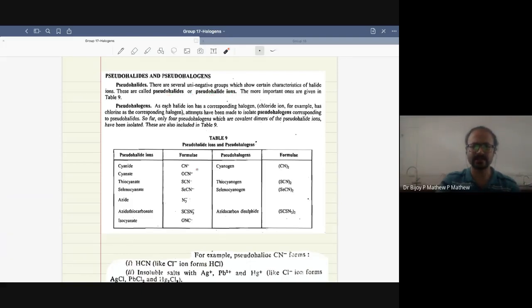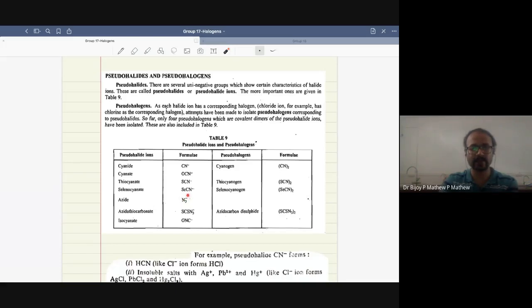Some of the anions are given here. Pseudo halides: we have cyanide, cyanate, thiocyanate, selenocyanate, azide. Azide is a very important group because many azide salts are very useful in organic synthesis for making triazole molecules. Triazole is a very important medicinally useful heterocycle. So for making triazole, we use an azide intermediate, so this anion is very important, particularly in organic synthesis.